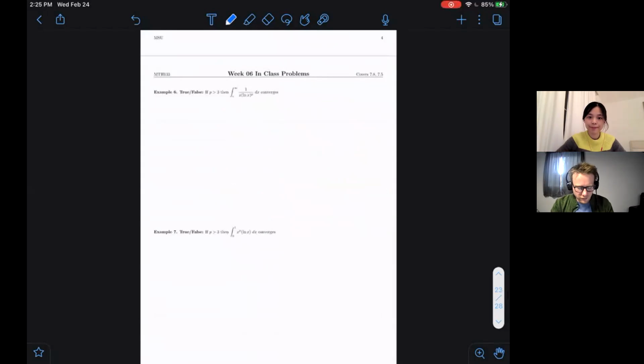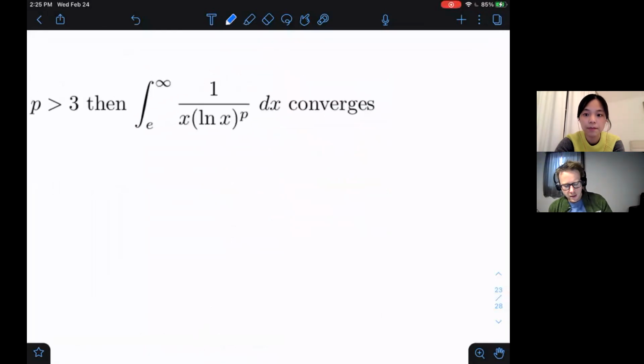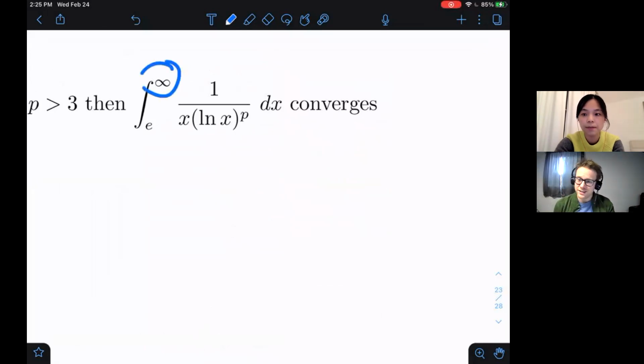Let's try a few of these true false here, and then hopefully we'll have a bit of time to start talking about strategies for integration. And so I have here, if p is greater than 3, then this integral here converges. True or false? We can see that the issue with this integral, where we get the improperness, is the fact that we have this infinity up here. So this is going off to infinity.